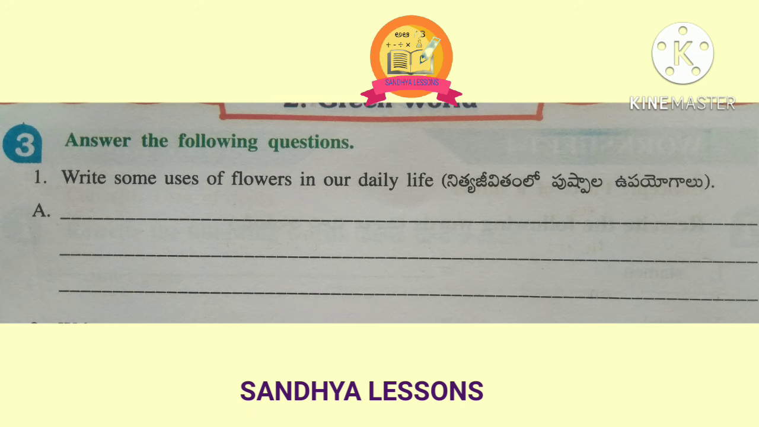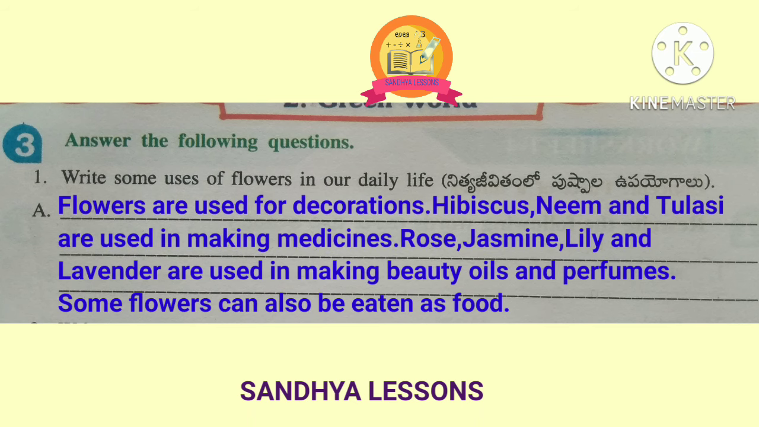Third Roman, answer the following questions. Write some uses of flowers in our daily life. Flowers are used for decorations. Hibiscus, neem, and tulsi are used in making medicines. Rose, jasmine, lily, and lavender are used in making beauty oils and perfumes. Some flowers can also be eaten as food.